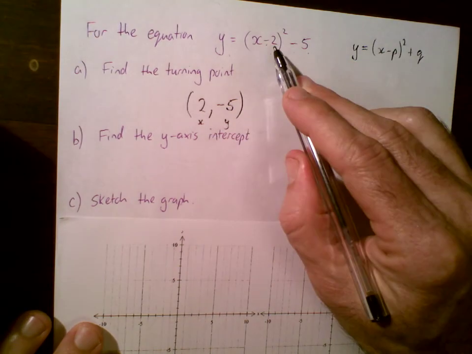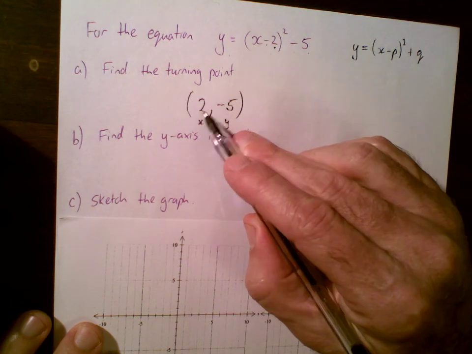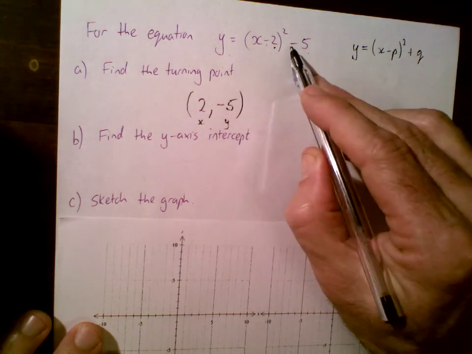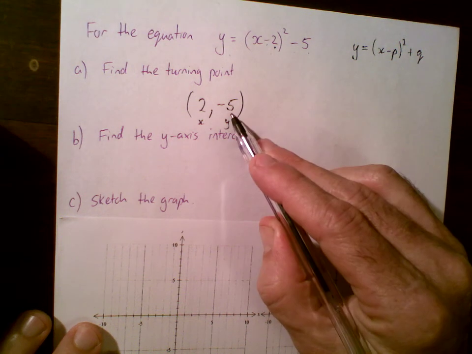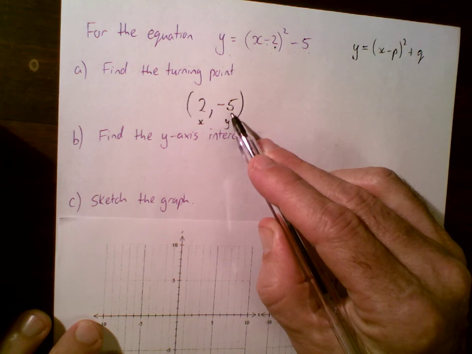So the positive 2 comes from this bracket. We've changed the sign to give the x value, and this value outside the bracket gives us the y value of the turning point, the y coordinate of the turning point.